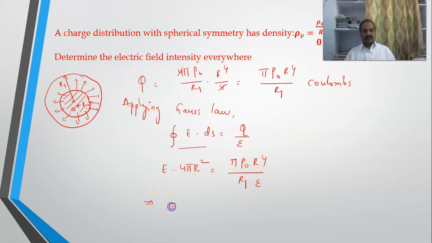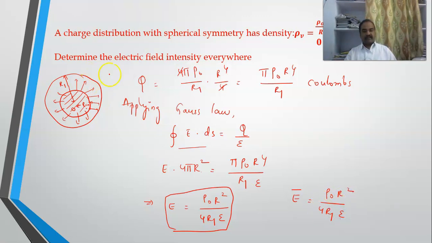So what is E? 4 pi will get cancelled. So r square, here r power 4 is there, so it will get cancelled. So what I will get? Rho naught r square by 4 r1 epsilon. This is the magnitude of electric field intensity. If you want to write it as a vector, it will be varying in the radial direction, so I will directly write it as a r, because it is varying in radial direction only. So this is the equation for electric field intensity for 0 is less than r is less than r1.